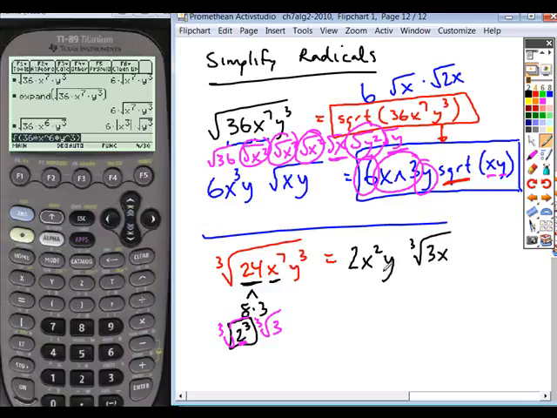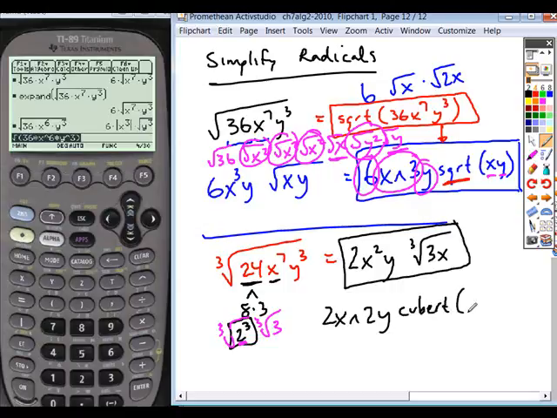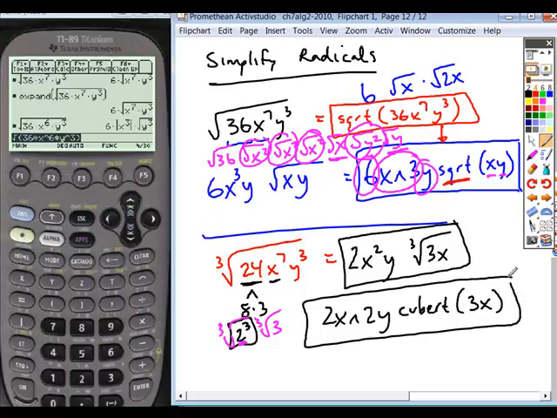That comes out as y to the first. When you remove 1 group of 3, which is 3, from 3, you're left with how many inside? None. You took them all out. And so this winds up being your simplified form. So if you were writing this as your answer online, 2x to the power of 2, y, cube root, parentheses, 3x. So this is the form that you would enter that.